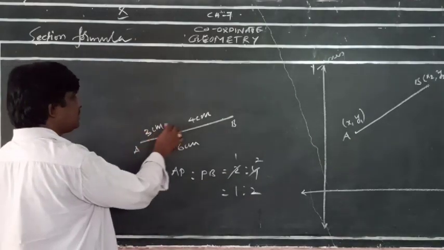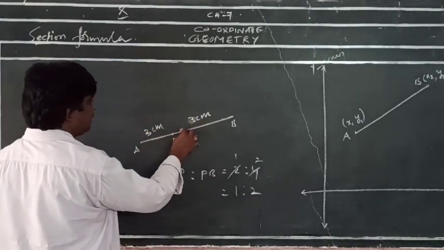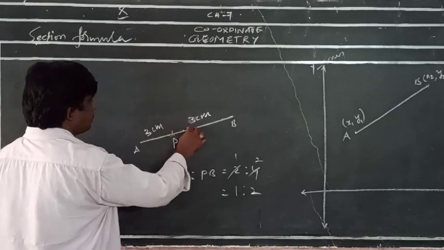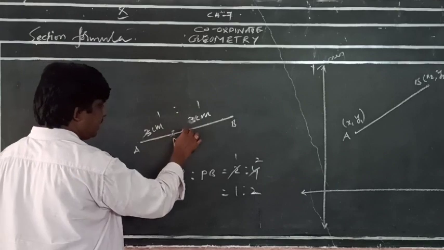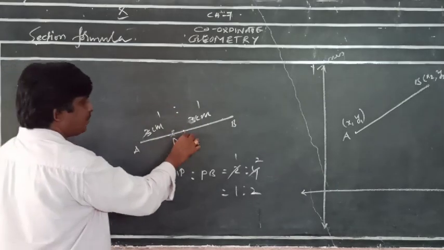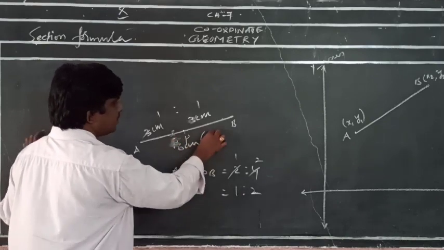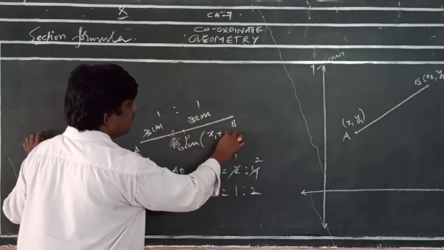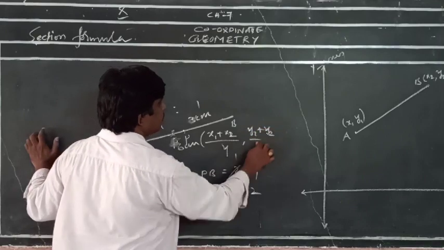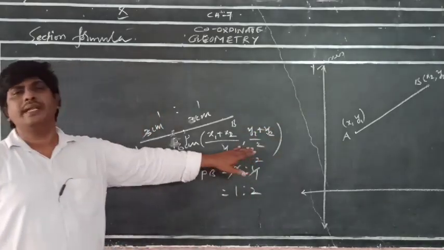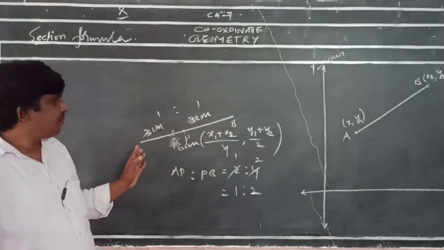In some cases this is 3 centimeters. 3 centimeters means what happened to this point P? So 3 and 3 gives the ratio 1 is to 1. 1 is to 1 means what is this point? This point acts as a midpoint. We all know already the midpoint formula. What is that midpoint formula? x1 plus x2 by 2, comma y1 plus y2 by 2. We know how to find the midpoint of a line segment.